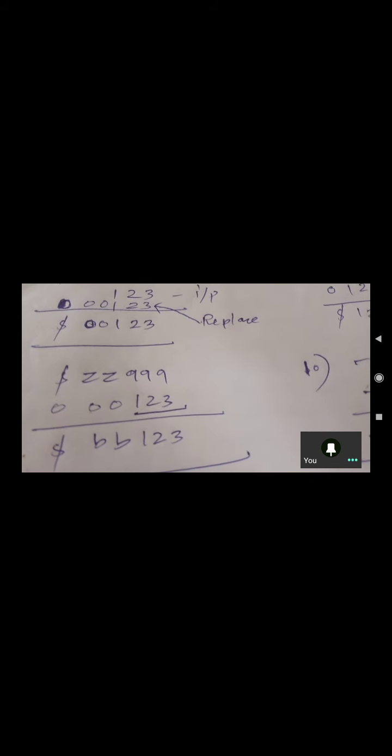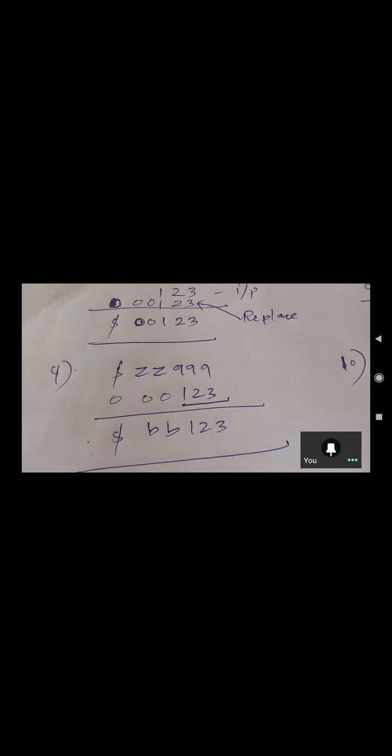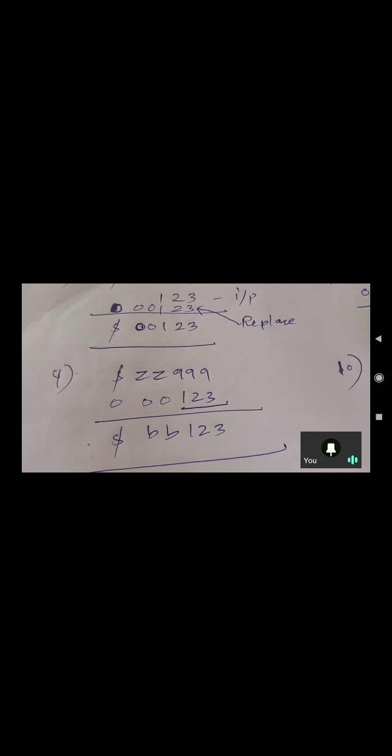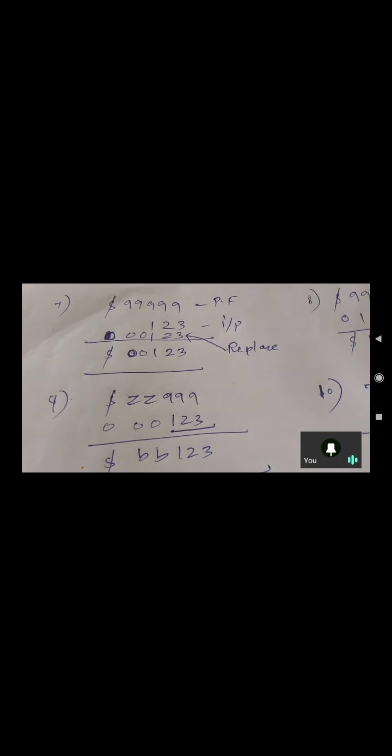See, in the example we had 1 2 3, but now I am going to give the input 1 2 3 4. And now I need the output. What is going to be the output? We have six positions in the picture field as dollar, double Z and triple nine, and the input is 1 2 3 4. Now what is the output?